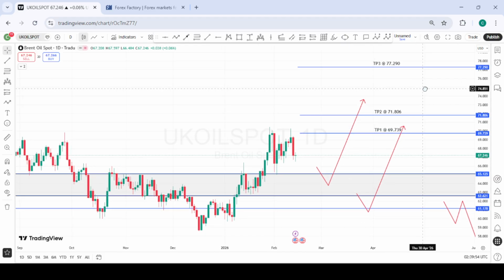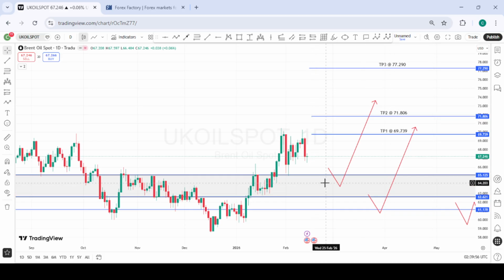So these are various targets we have above. Should price make its way here and we get the buying opportunity to the upside, we are bullish for Brent crude oil or the Ukoil.